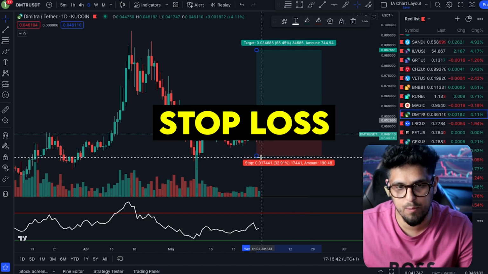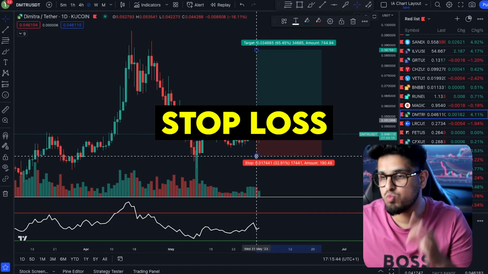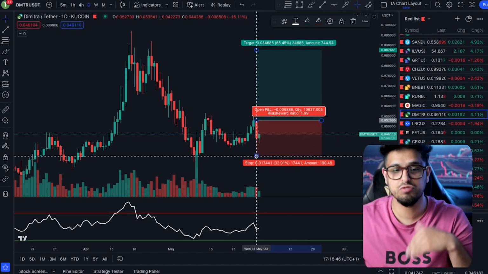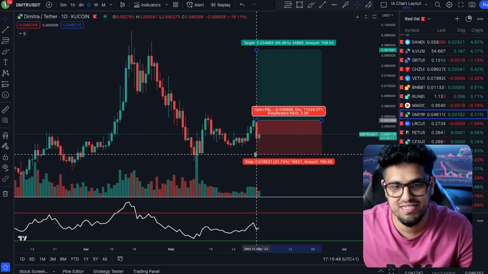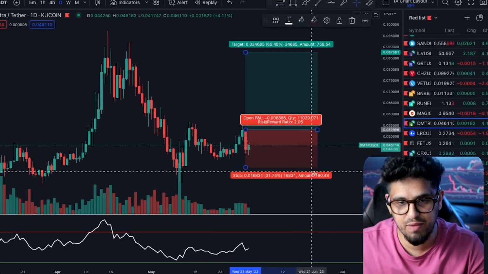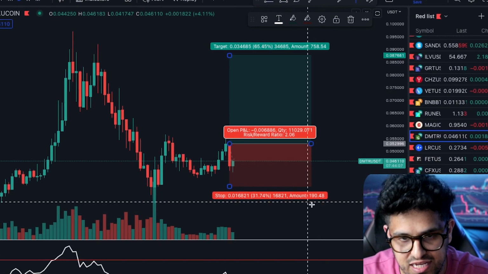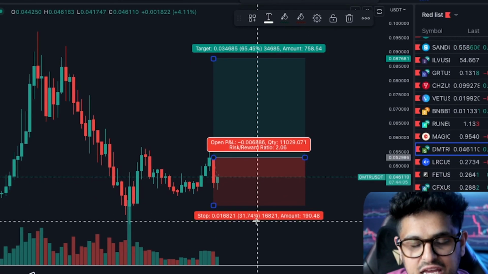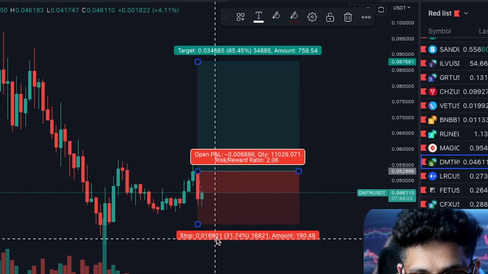And then I set my stop loss. Where I set my stop loss is where I think the move has gone against me. So maybe that's the local low there. So I go ahead and set this. Now you notice two things. So that's my stop. I'm going to set it at 190. Okay, so you can see I lose 190 if I get stopped out at 0.01 on this coin.